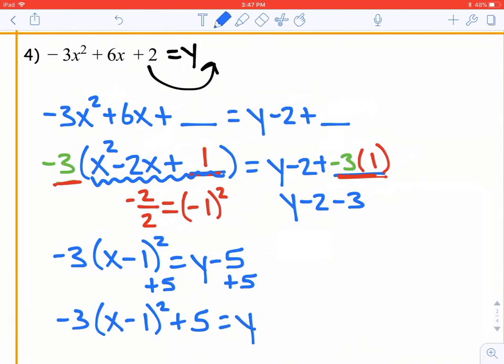And then we can pick out the vertex and the axis of symmetry now that we've done all that good work. So our vertex is (1, 5). Change the sign of the number in the parentheses and keep the k the same. And then our axis of symmetry is just x equals 1, since that's the x in our vertex. And that is it.